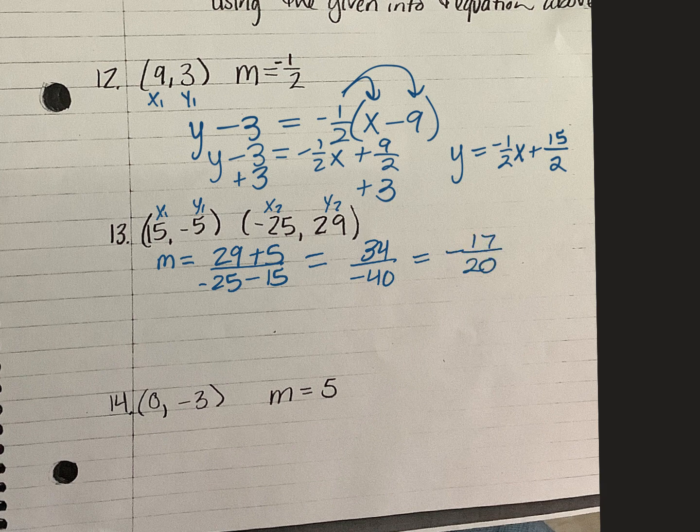All right, now you have to plug into point slope form. I'm going to use my first point. So y minus y1 equals m times x minus x1.